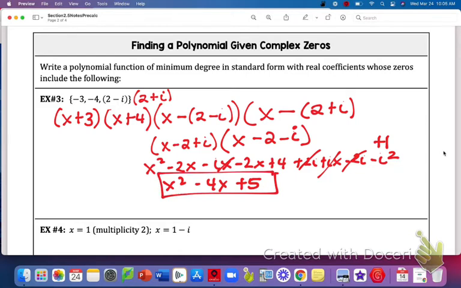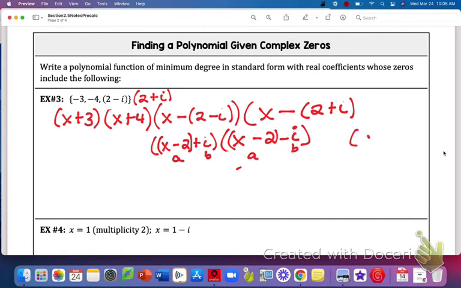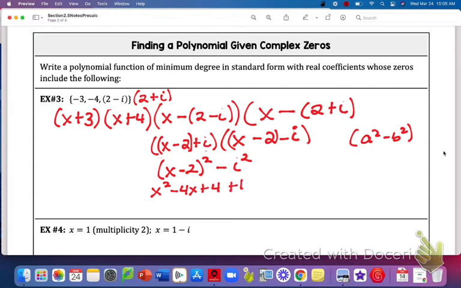So you can either do it the long way, or if you can see that we have a difference of squares here, with this being, let's say, my a, and this being my b, this being my a, and this being my b. And remember when you did difference of squares, you get a squared minus b squared when you multiply it out. So if I think of my x minus 2 being my a, I can square that, minus my i squared. So this foils out to x squared minus 4x plus 4, and that goes to our plus 1, right? So that gets you to your x squared plus 4x plus 5.